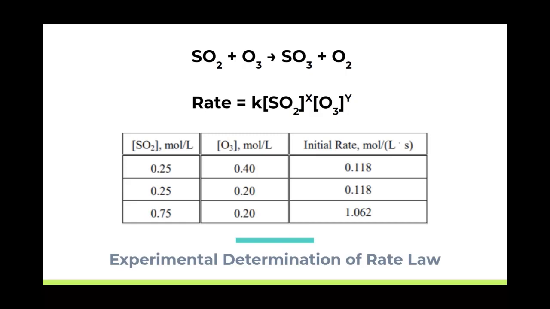So let's look at this equation right here. We have SO2 and O3 yields SO3 and O2. To write out the rate law, you want to have rate equals K, which is the rate constant, times SO2, the first reactant, to the X power, and then O3 to the Y power. And here is an example of a data table that they'll give us to compare. For however many reactants you have, you're going to need one more in terms of experiments. Since we had 2 reactants, we're going to need at least 3 experiments to help us figure this out.